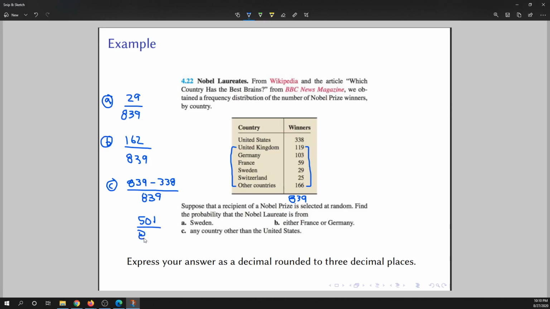So the probability that a randomly selected prize winner is from any country other than the United States is 501 out of 839. And that is it on this one.